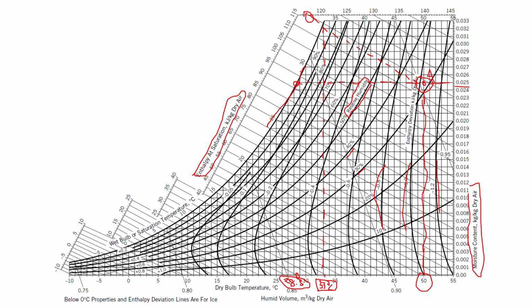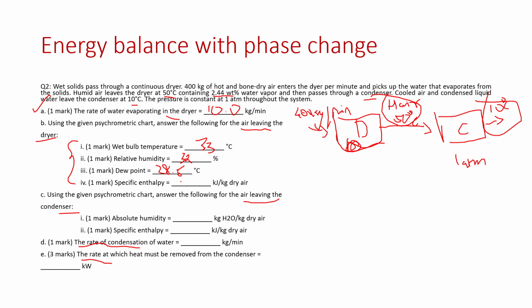So when we subtract 1.1 from 116, we will get the value of something around 115. So the answer will be 115 kilojoule per kg dry air. So we have found all the parameters for the B subdivision. Any doubts? Okay, let's move on to the C subdivision.